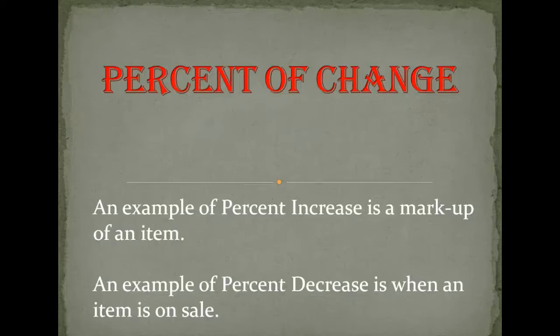Today we're going to look at percent of change. There are two types of percent of change. One could be a percent increase, one could be a percent decrease. So something's going up, that's going to be an increase. Down, that would be a decrease.